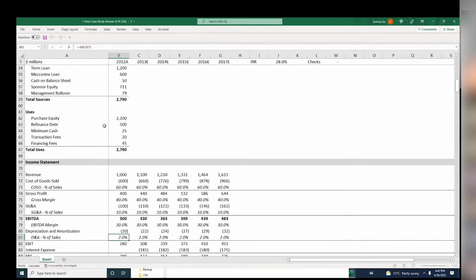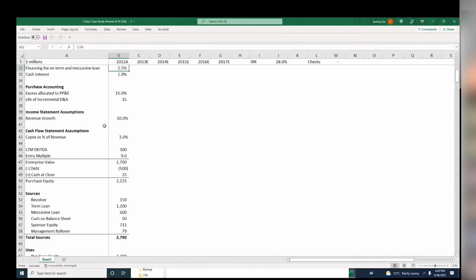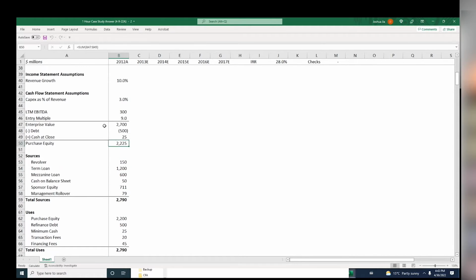Okay, so the first thing I did, take that EBITDA, multiply by the 9 times. We got an enterprise value of 2.7. This would be billion, yeah. I think I just did this as a check. This doesn't actually drive anything, but what does drive something is the sources and uses.